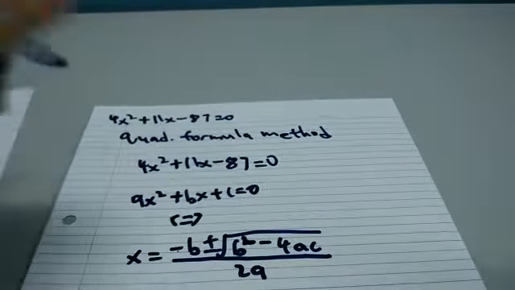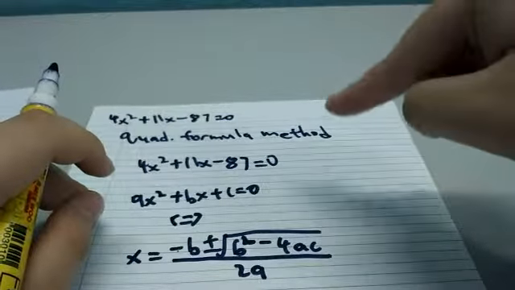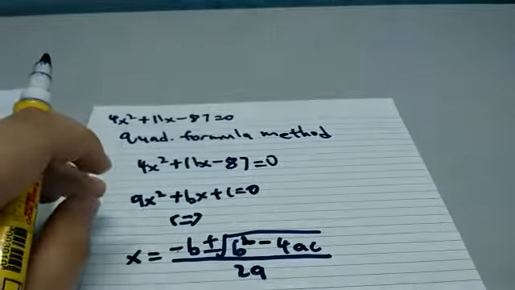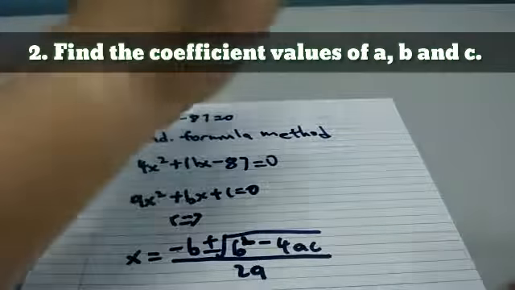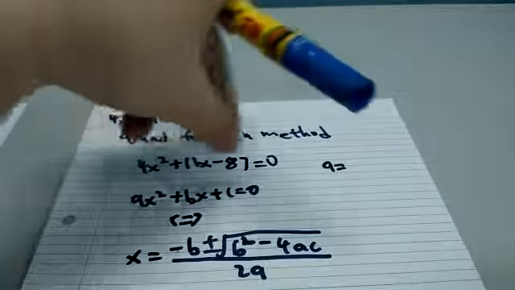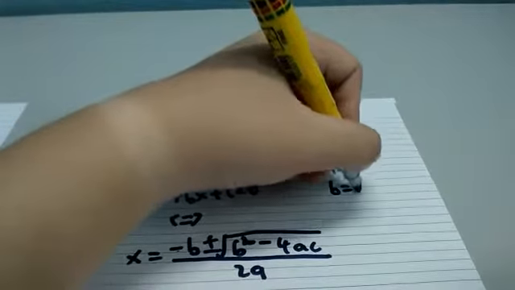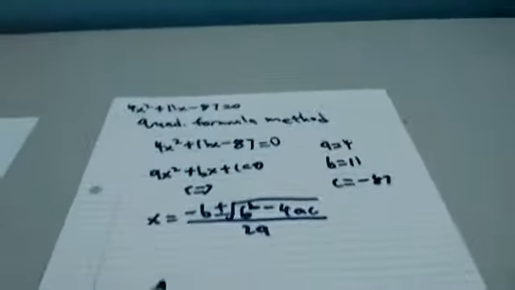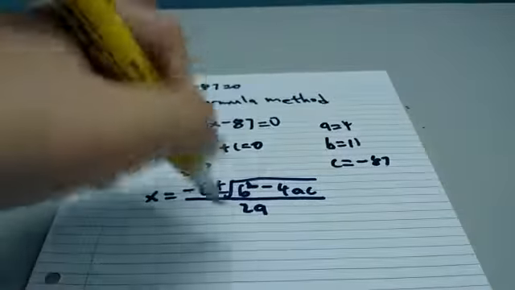So in this quadratic formula, a, b, and c are the coefficient values of x squared, x, and the constant. So let's substitute this whole thing. Based on this quadratic equation, we can know that a is equal to 4, b is equal to 11, and c is equal to negative 87. And what I'm going to do is substitute all of these values to here.